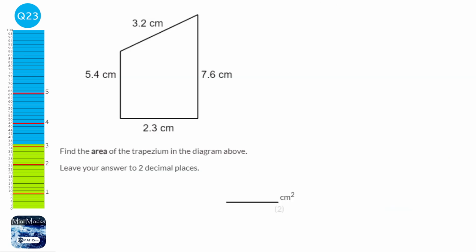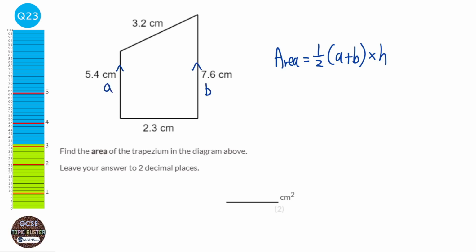The formula for the area of a trapezium is half a plus b times h. Now a and b are the lengths of the bases of the trapezium. It's easy to find the bases because they are the ones that are parallel. It doesn't actually matter which way round we label these, so I always put A on the left and B on the right, or A on the top and B at the bottom, but it doesn't matter which way around you put them.